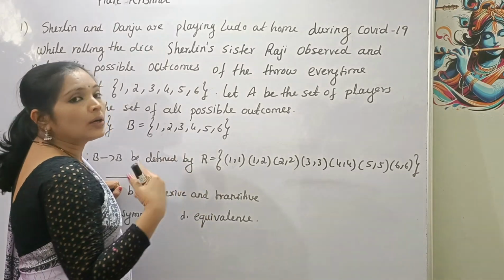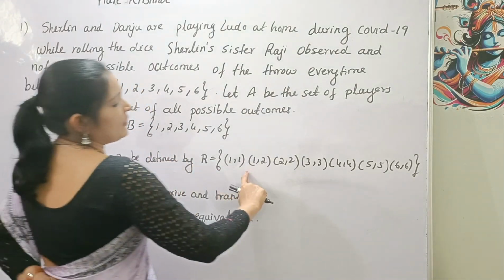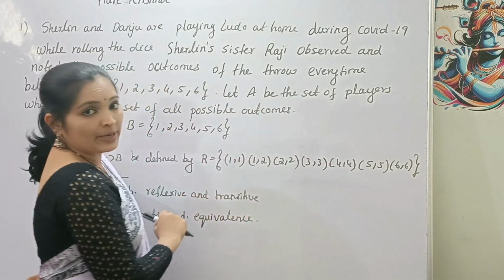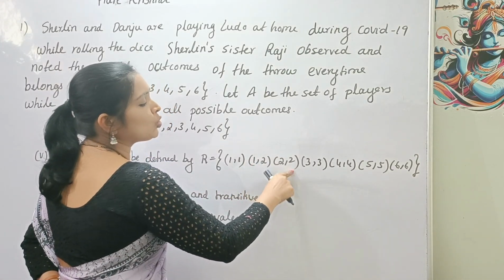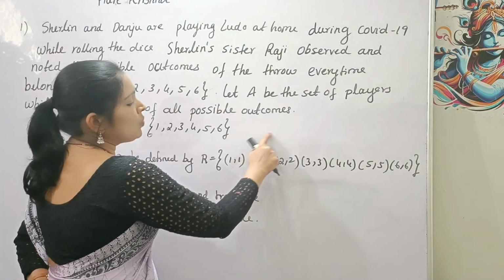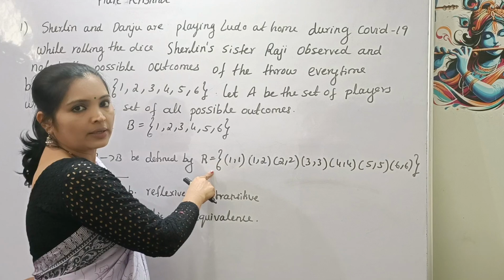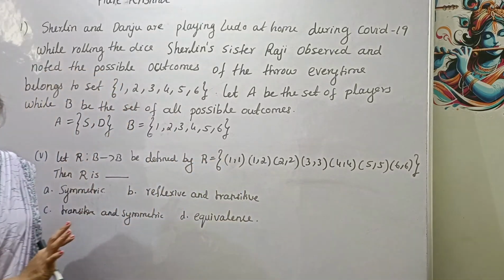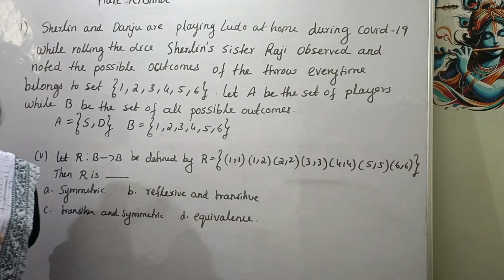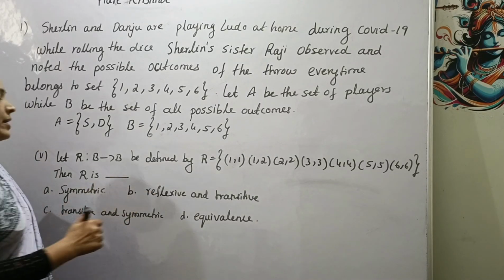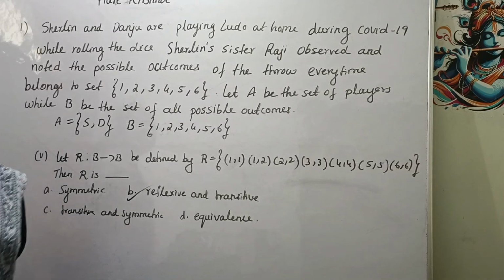Next, what about transitive? Here for transitivity, we have only these 2 elements, right? So (1,2), (2,2). Okay, (1,2) and (2,2) belong to R. Then (1,2) should be in this R. (1,2) is in this R, right? Therefore, it is clear that R is transitive. So R is reflexive and transitive. Therefore, the correct answer is B.